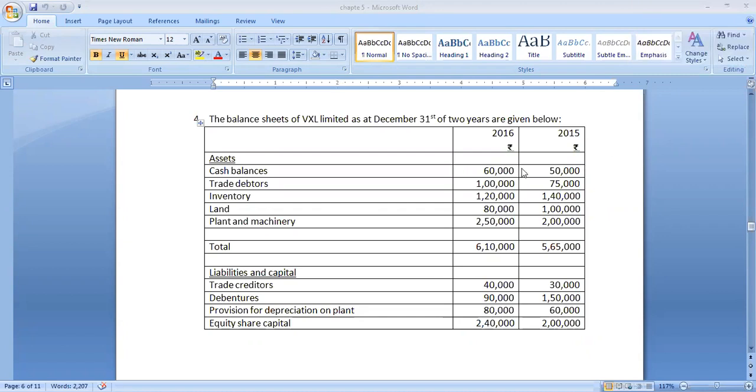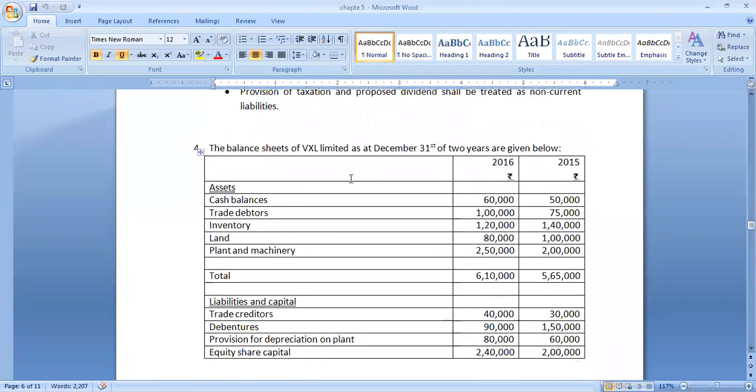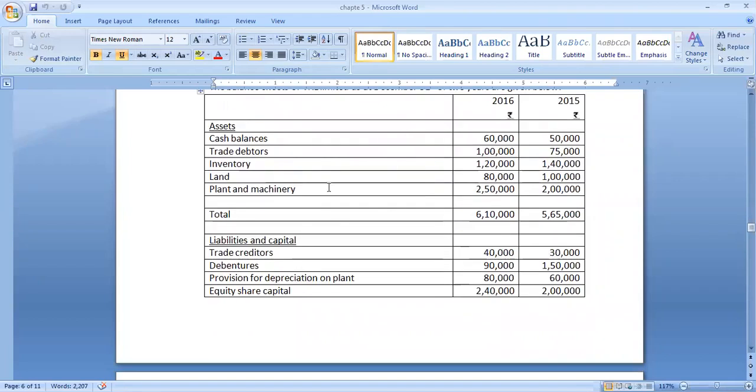Okay, the cash flow statement, which we have discussed in the previous classes. So today we will be discussing the fourth problem. The problem says: it is a balance sheet of VXL Limited as at 31st of two years, given below. There are assets and liabilities. Look at this very carefully. There are 2016 and 2015 given here.